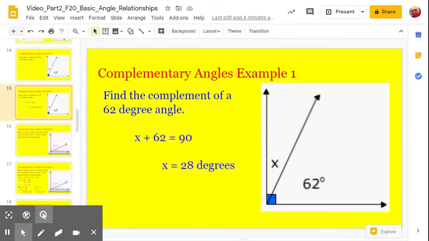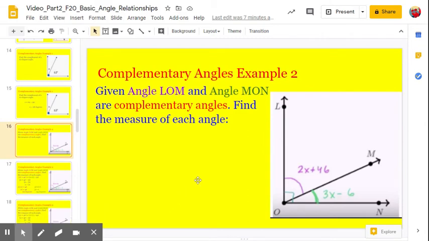All right, can you figure out the measure of x in this problem? I'm hoping you got 28 degrees. You probably just did it in your head. You probably went 90 minus 62. You pulled out your calculator and did it and got 28 degrees. But I want to show you the algebraic equation as well, because a lot of times I want you to show your work, and this is how you show your work. X plus the 62 equals 90 degrees.